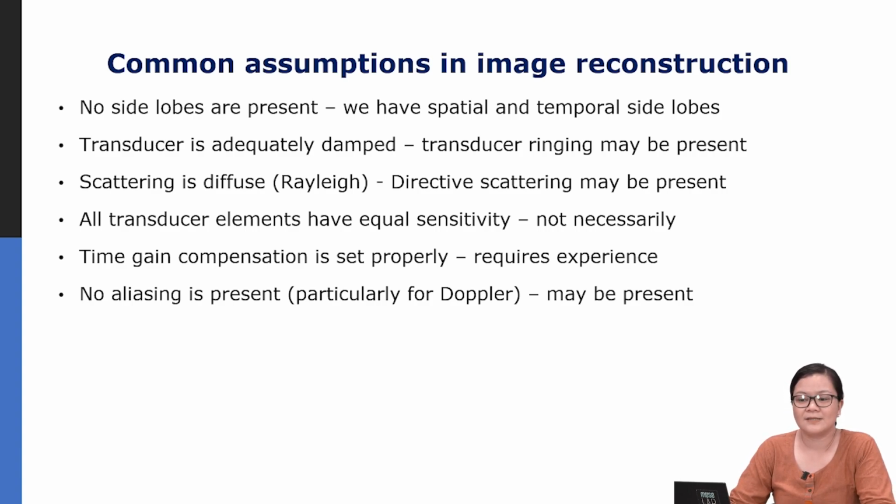We also assume that scattering is diffuse. In the previous lecture, we had a lecture on different types of scattering, and one of them is Rayleigh scattering. Now, we've also learned that depending on the size of the object, it can also diffract the scattering. It can have scattering patterns that are not entirely isotropic, going in different directions. Also, we assume that all transducer elements have equal sensitivity, but that's not necessarily the case with electronic instruments.